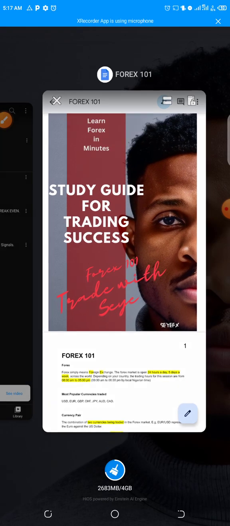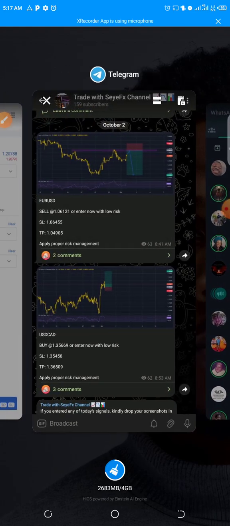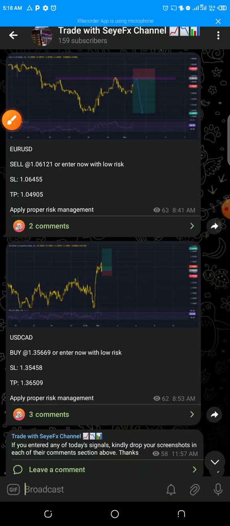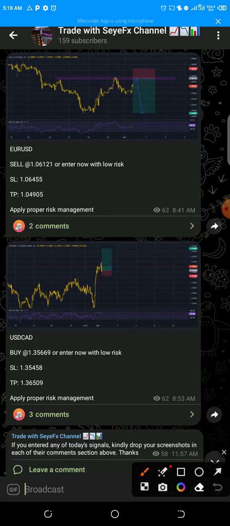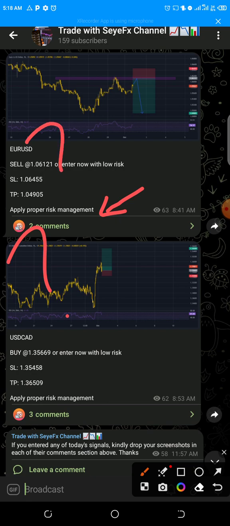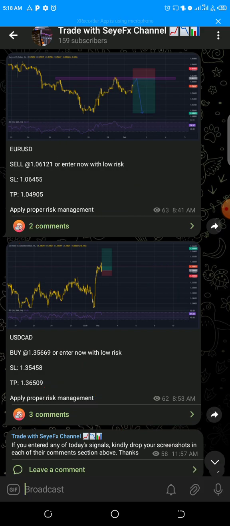So let's just go back. If you are in my Telegram and you see me post a signal, there is always something that I used to post. Let it load so that I show you. So if you're in this group, it means that we have been making money. As you can see, I always apply proper risk management. And you might be asking yourself, what is this risk management I've been talking about? In this video, you will know what this risk management is.